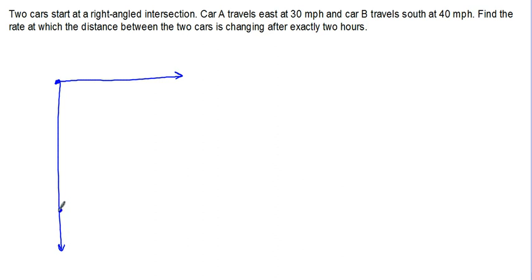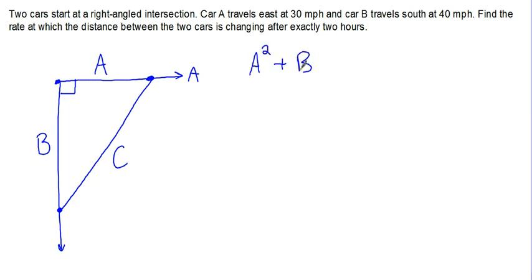So after 2 hours, both of our cars have gone some certain distance, and we are interested in how that distance is changing. Since we have a right-angled intersection, we know that this is a right triangle. Car A is traveling this way, so we'll call the distance it has traveled A, and we will call the distance that car B has traveled B. We are interested in this distance and its rate of change, so we'll call that one C. Clearly, we should be able to use the Pythagorean theorem here to relate the three sides of our triangle. We should get the equation a squared plus b squared equals c squared.